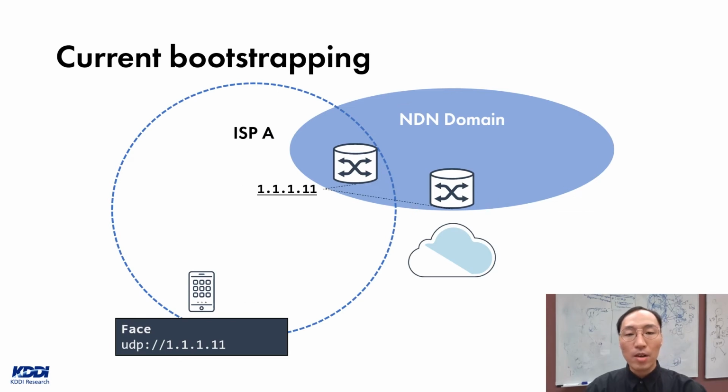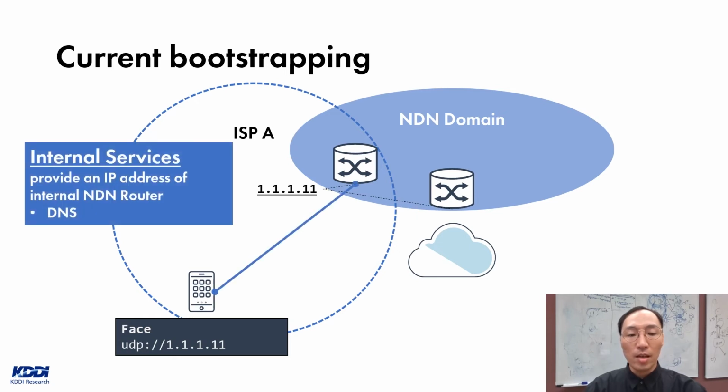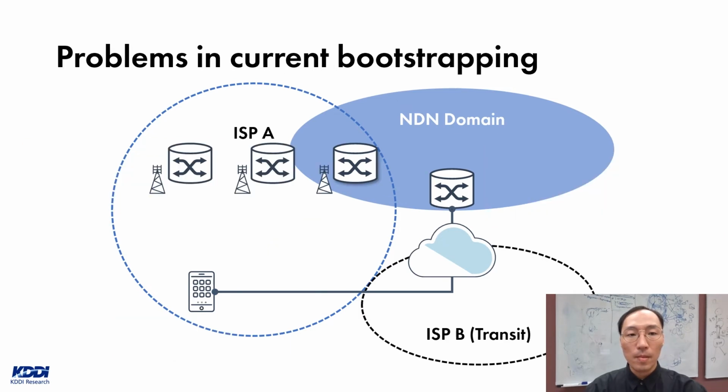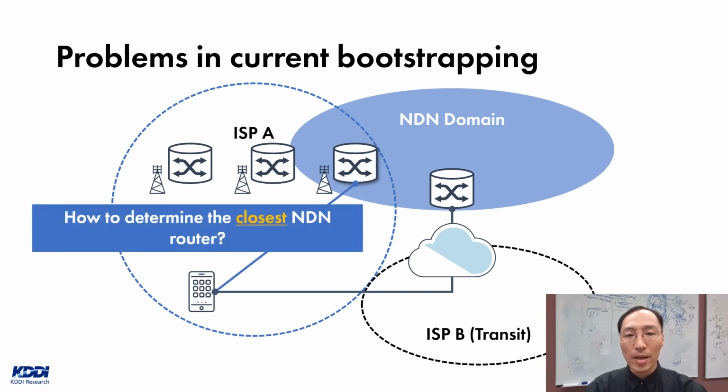Current bootstrapping can cover two deployment scenarios. First, if the access network supports NDN, the IP address of an internal router can be provided by the internal service, like DNS. Second, even if the access network does not support NDN, the IP address of a public NDN hub is provided by the external service, like NDN find closest hub server. However, there are two problems. First, when the access network deploys many end-to-end routers, it is difficult to determine the closest and best end router among them.